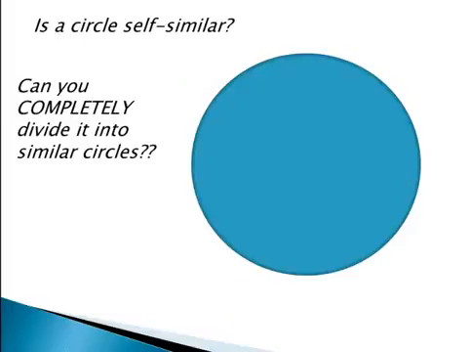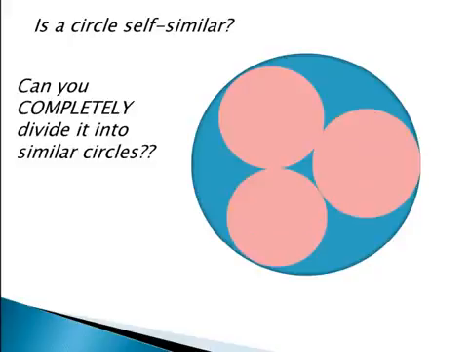What about a circle? I can make other circles from this one, and I can keep going. I could make smaller and smaller pink circles, but there is a problem. I'll always have part of my original blue circle left over. Remember our definition. It has to be completely divided, nothing left to be self-similar. So a circle just doesn't work for us.